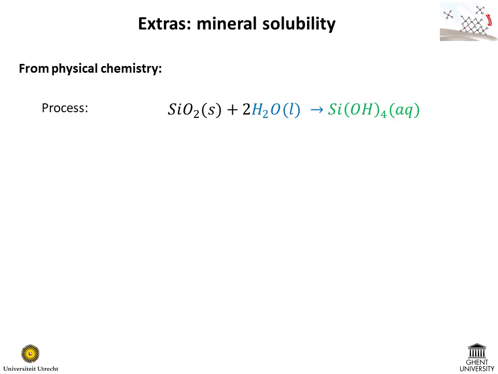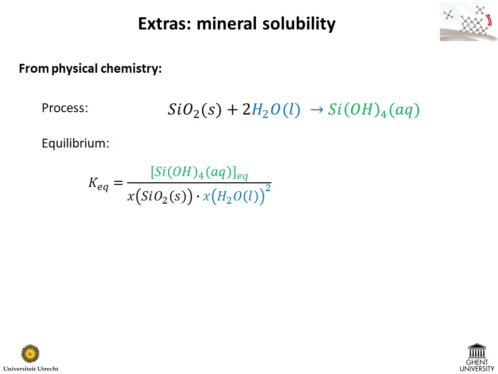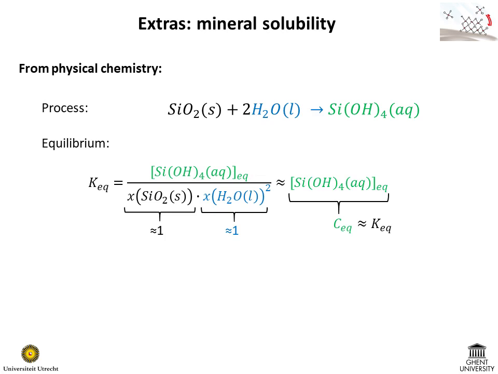A process such as dissolution of amorphous silica in water can be written as a reaction where the solid amorphous silica reacts with liquid water and forms silicic acid. In a thermodynamic equilibrium, the concentration of the silicic acid, the molar fraction of the solid silica, and the molar fraction of water are related to the equilibrium constant K. Assuming that the silica and water are pure, the molar fraction of silica and water are approximately equal to 1. Therefore, silica solubility is directly equal to the equilibrium constant.